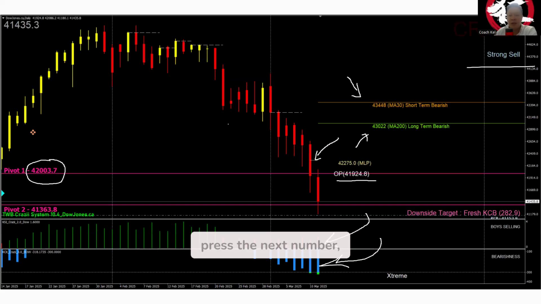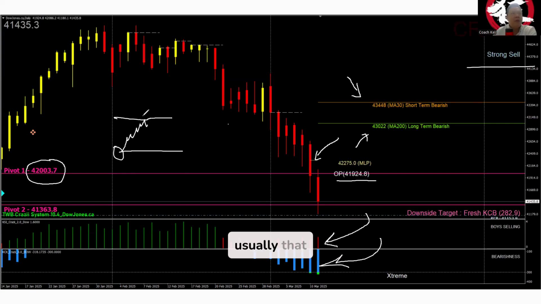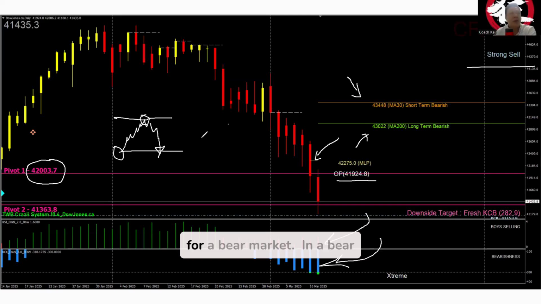Is this clear? If you understand, press the next number 3. Okay, so I repeat. If the market is below MA 30, MA 200, and KSI is bearish, then once the market opens and hits any technical point, usually that warrants a sell down. That is for a bear market. In a bear market, such a thing happens.